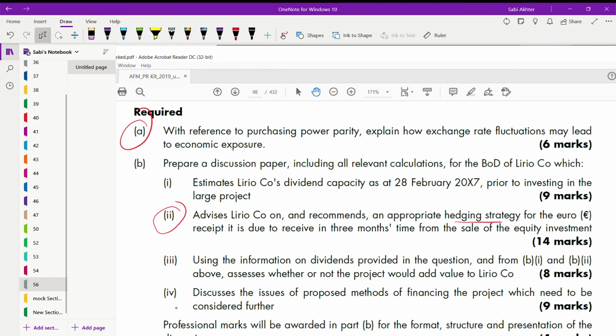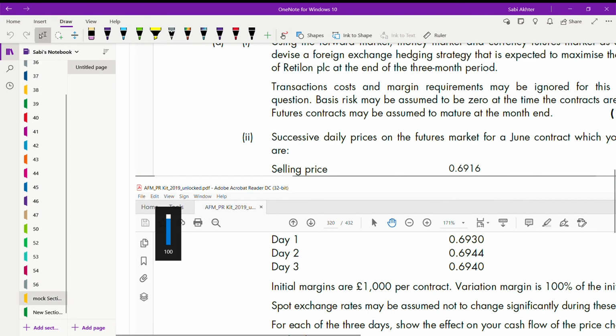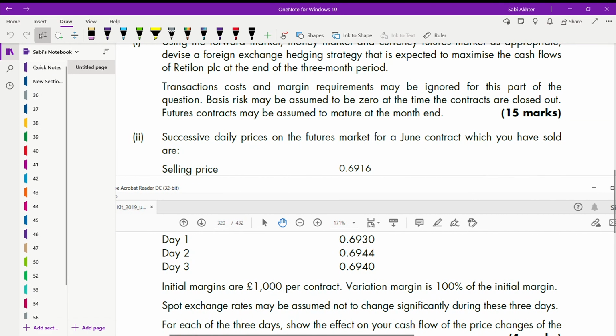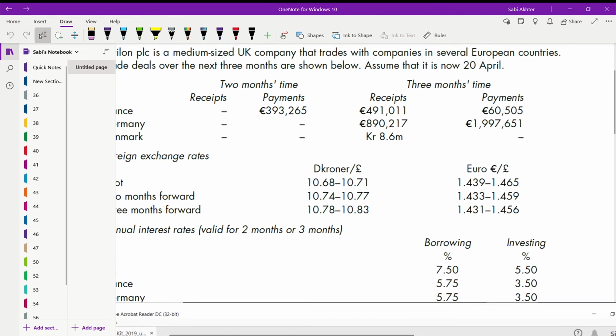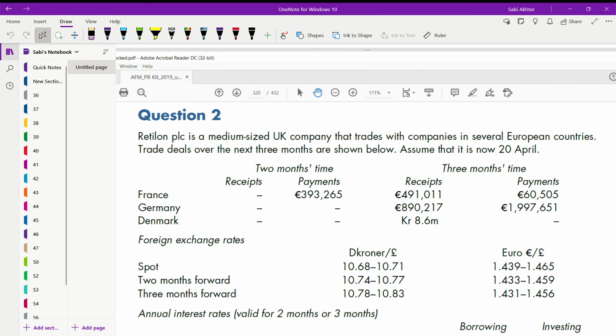Part A, this is a theory question. With reference to purchasing power parity, explain how exchange rate fluctuations may lead to economic exposure. So you have to understand what is purchasing power parity, that concept. So 6 marks. Now coming to mock section. This is the last paper which I'm going to take you through, just to show you how a question might come. Just see here. This is from a mock paper.